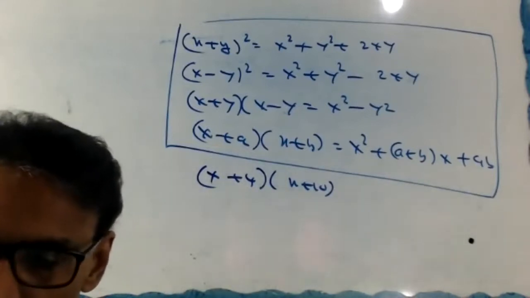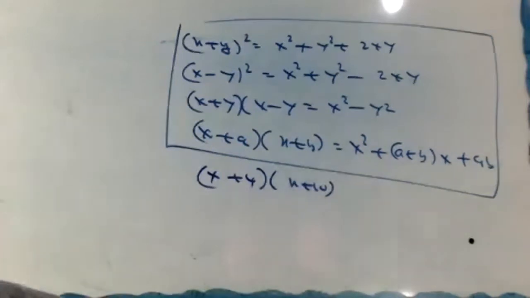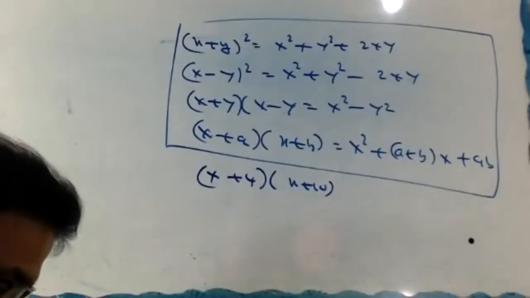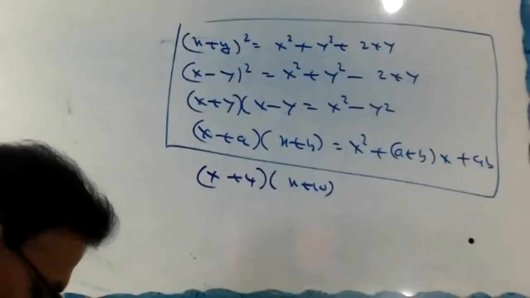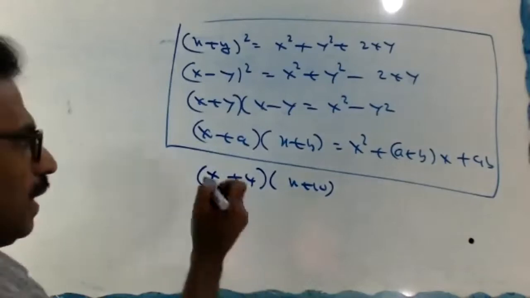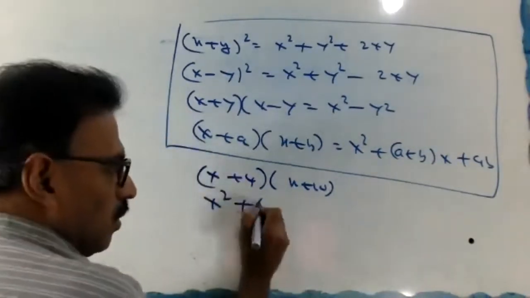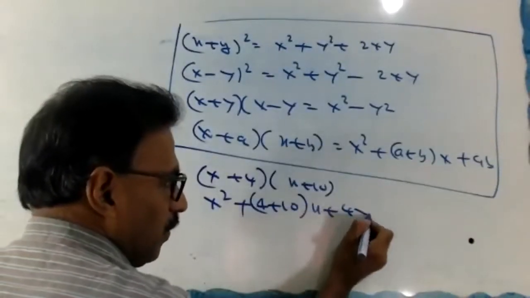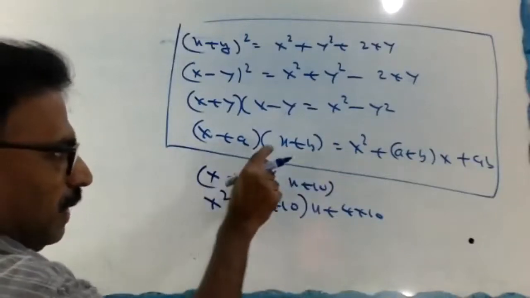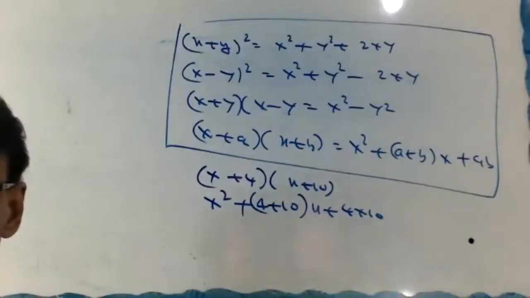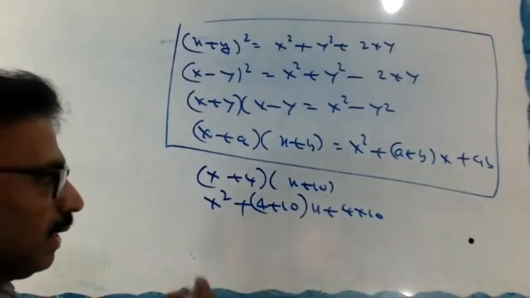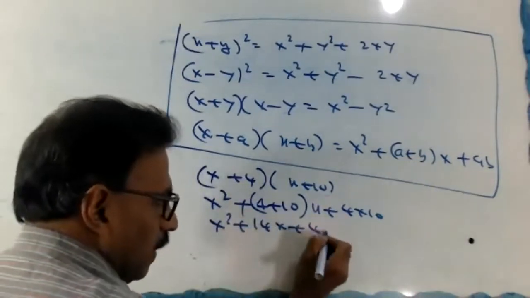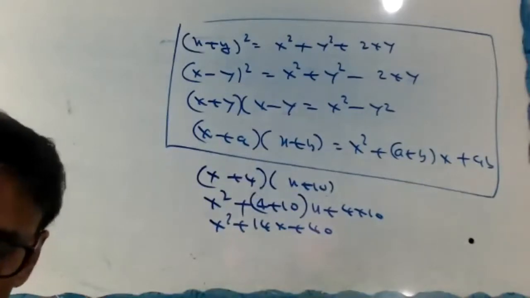Okay, so look here. I changed the net now. Look here now, this question, listen. Can you try this one? Which identity is this one? This identity: x square plus (4 plus 10) into x plus 4 into 10. Correct or no? (x plus a) into (x plus b) equals x square plus (a plus b) into x plus ab. So x square plus (4 plus 10) into x plus 4 into 10. That means x square plus 14x plus 40. Copy: x square plus 14x plus 40.